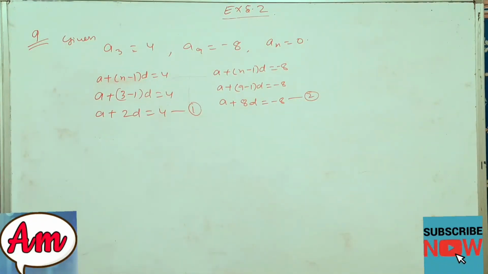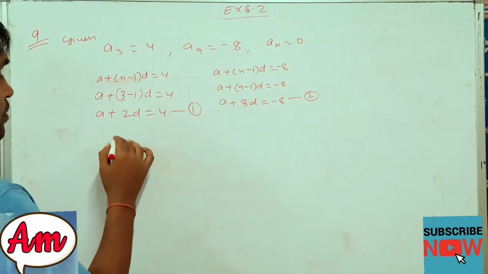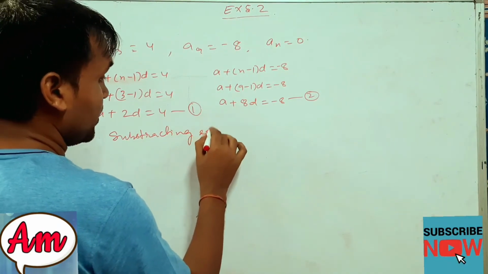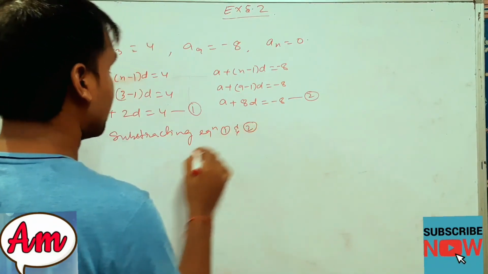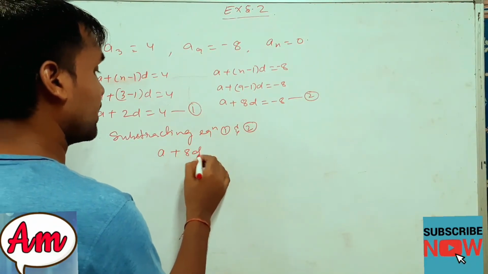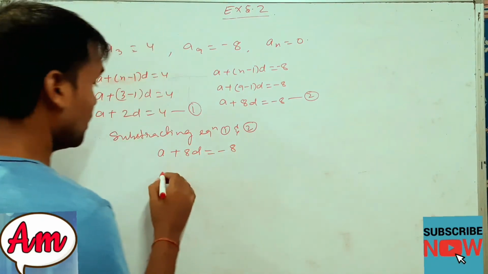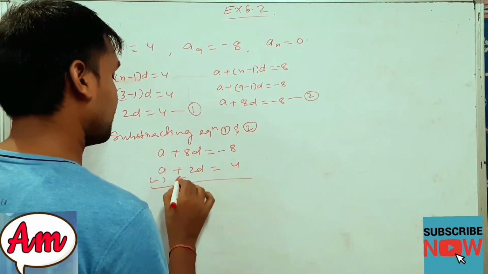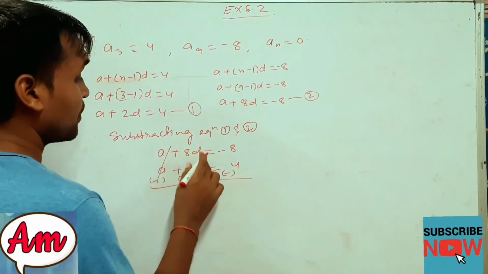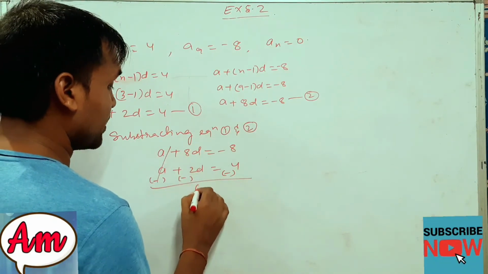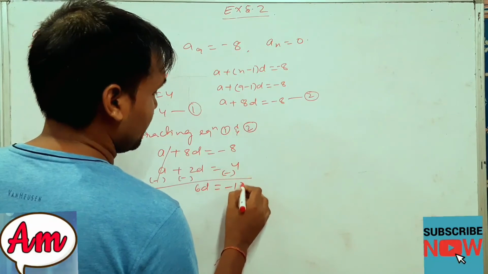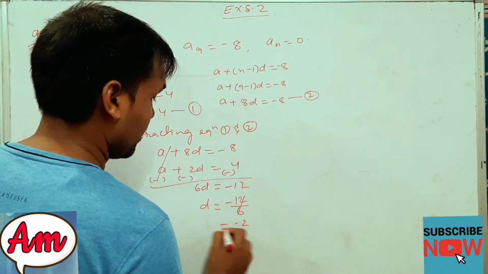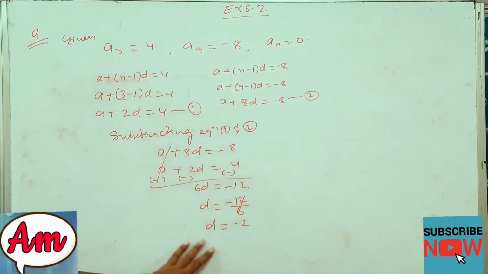Now what you are going to do? You are going to subtract as usual. So we'll write here, subtracting equations 1 and 2. When you are subtracting equations 1 and 2, you will write them up and down, no problem. So a plus 2d equals 4, minus, and here it will be minus. So a cancels. 8 minus 2, it will be 6d, and here it will be minus 12. So d equals minus 12 by 6, which equals minus 2. Okay, so we got d equals minus 2.